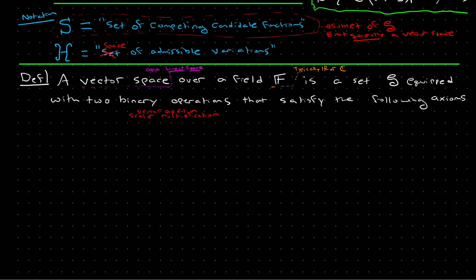So a vector space over a field F is a set S, cursive S, that is equipped with two basic binary operations. These operations are vector addition and scalar multiplication that satisfy the following axioms. I'll list the axioms in a second, but I want to remind you that a vector space is also sometimes called a linear space, and the field, sometimes called the field of scalars, is typically taken to be the real numbers or the complex numbers. However, you can use any field you want to define a specific vector space.